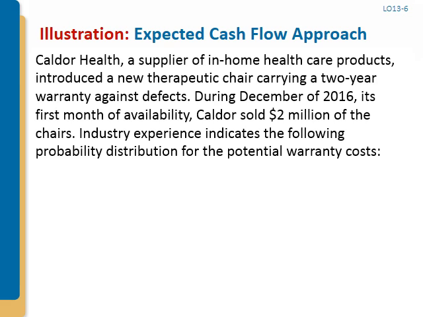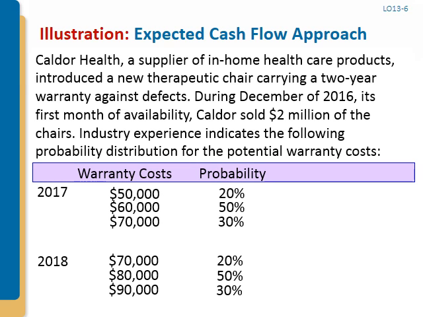Now let's assume that Caldor Health estimates specific probabilities of warranty costs for 2017 and 2018. It estimates a 20% probability of incurring $50,000 of warranty costs during 2017. Consequently, the expected cash flow would be $10,000, equal to 20% times 50,000. The other expected cash flows are calculated in a similar fashion, and the total expected cash flow of warranty costs during 2017 is thus 61,000, and for 2018 is 81,000.